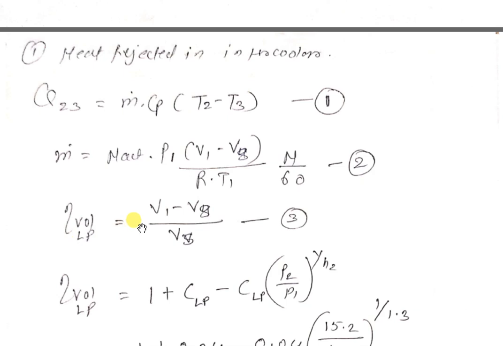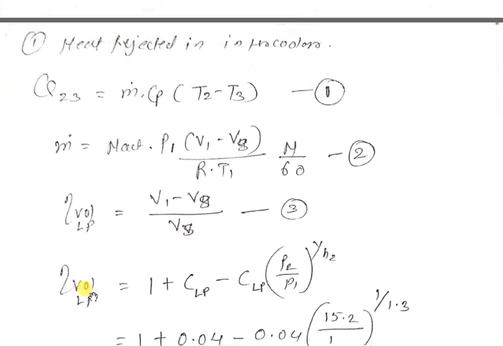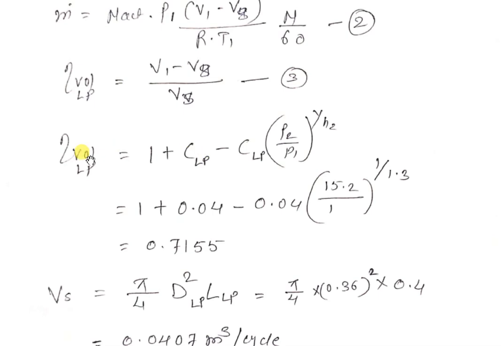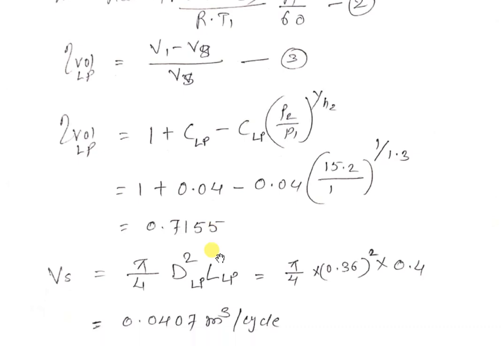The volumetric efficiency of LP cylinder is equal to (V1 minus V8) upon Vs LP. First we have to calculate volumetric efficiency. Clearance ratio is given. Volumetric efficiency of LP cylinder is 1 plus C LP minus C LP (P2 by P1) raised to power 1 by n. The volumetric efficiency is 0.7155, meaning 71.55%.